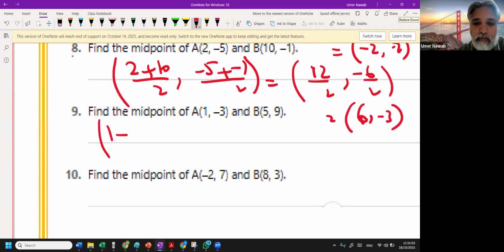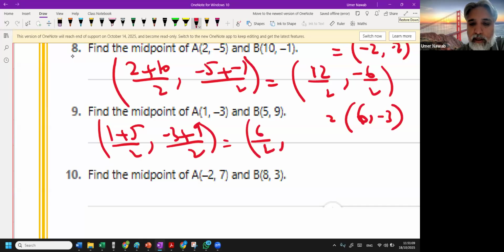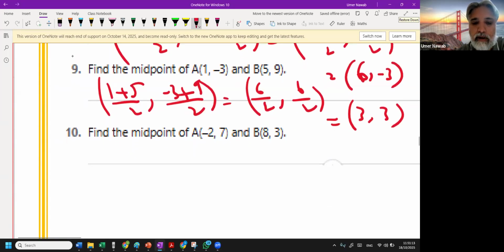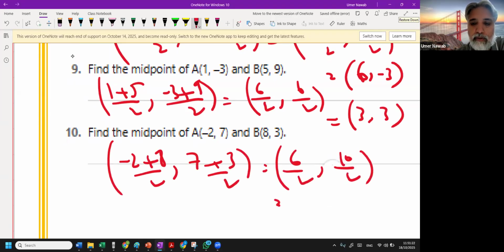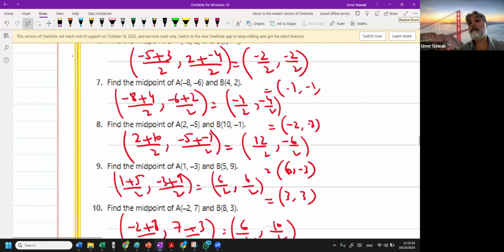Midpoint of this one, (1 plus 5) over 2, (-3 plus 9) over 2, and that gives me 6 over 2 and 6 over 2. Final answer is 3 comma 3. (-2 plus 8) over 2, (7 plus 3) over 2, so 6 over 2 and 10 over 2, that gives you 3 and 5. So we understood the concept of midpoint.